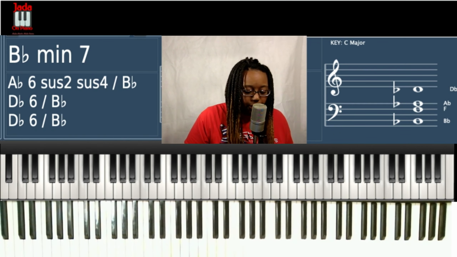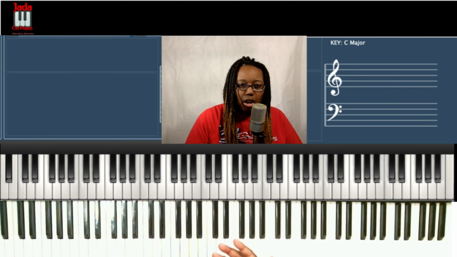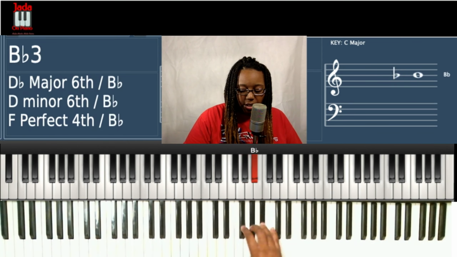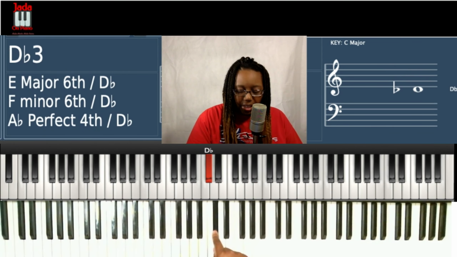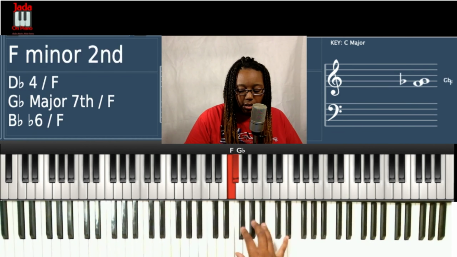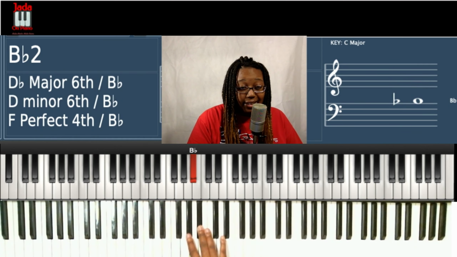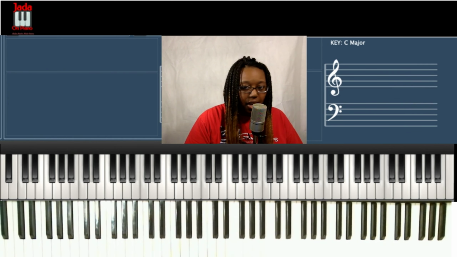Why does this work? Well, if you've heard anybody ever talk about relative keys, let's look at D flat major. That's the scale for D flat major. Look at B flat minor. Now, if you notice, it's got the exact same notes. I was going kind of fast there, but it's got the exact same notes as the D flat major. The only difference is I started on the B flat.